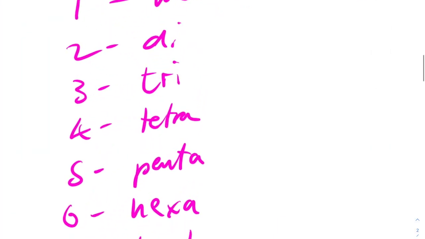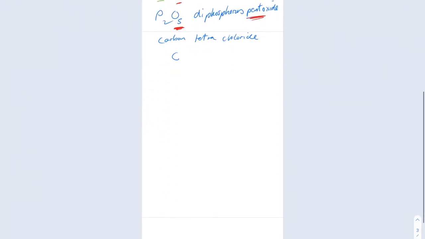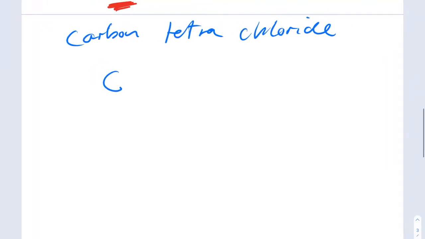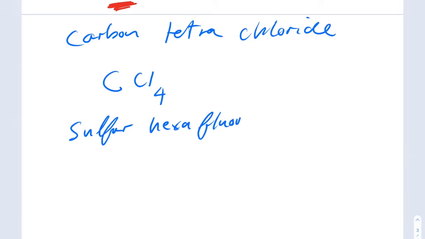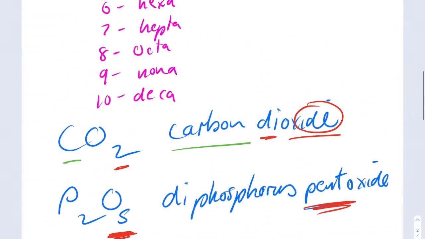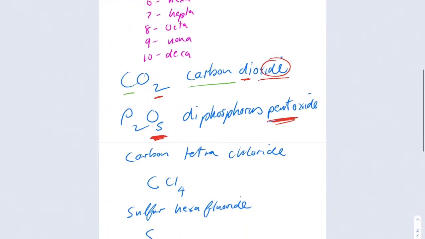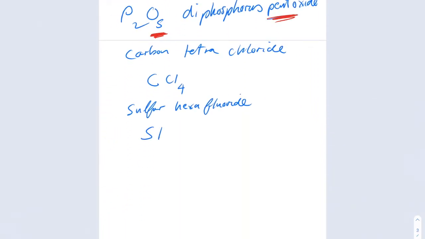Let's look at some other examples. Tetra means 4, and it's tetrachloride. So that means it's 4 Cls, so it's CCl4. Another one, sulfur hexafluoride. 1 sulfur, hexa is 6, okay, like a hexagon. So it's SF for fluorine, 6.